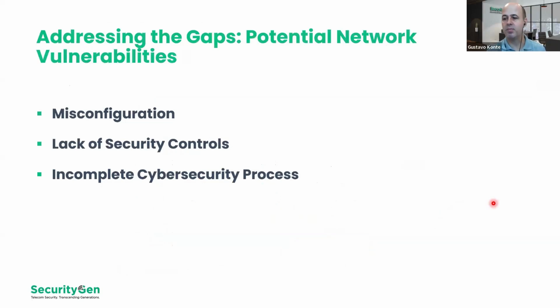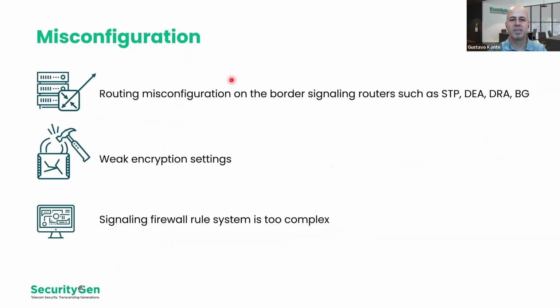So how did we get to this point, right? That we have these gaps built in. There are several possibilities. The first one is misconfiguration. What if there is just some routing misconfiguration at the border, such as the STP, DA, the array? Sometimes these configurations require some specific tags, and you can just abuse them. Weak encryption settings, or your firewall rules are too complex and became too unmanageable at some point.